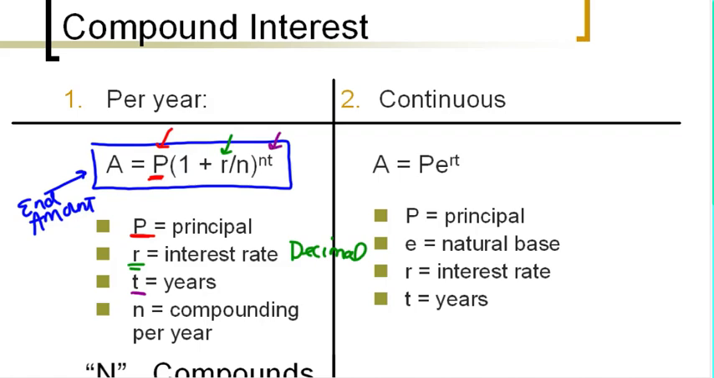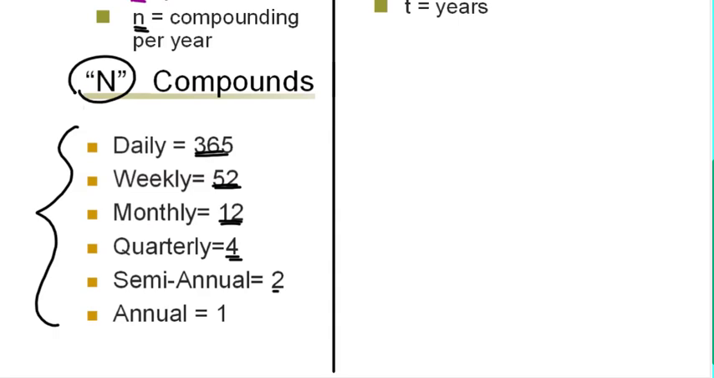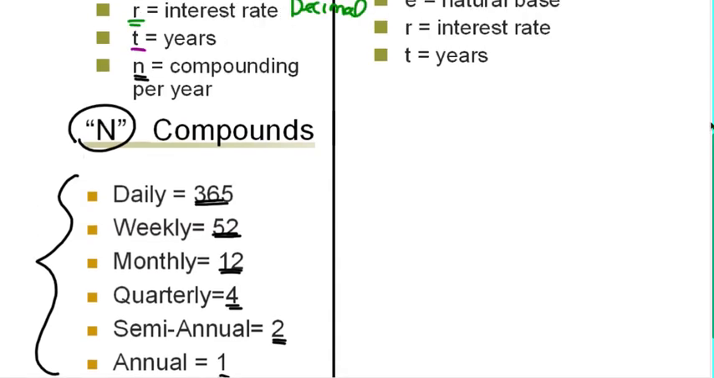And then N, which is probably the hardest part for students to understand, is how many times does the bank compound the interest per year? And that's right here and right there. So make sure you write down these compounds below. If your N equals 365, that means every day the bank compounds your interest daily. If it's 52 times a year, that means it's compounded weekly. If it's 12 times a year, that's monthly. 4 times a year, it's quarterly. Semi-annual means 2 times a year, and annual means 1 time a year. So write those down, please, in your notes.